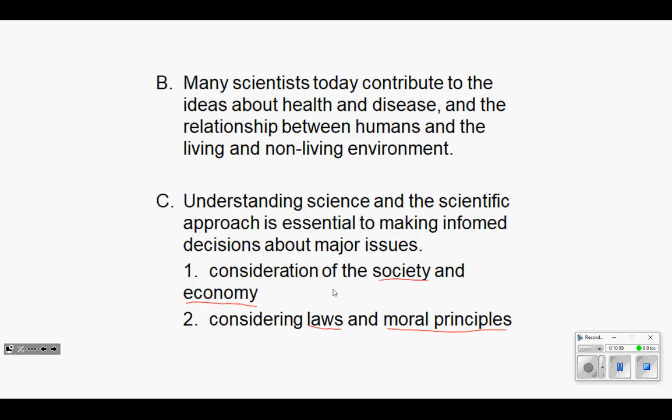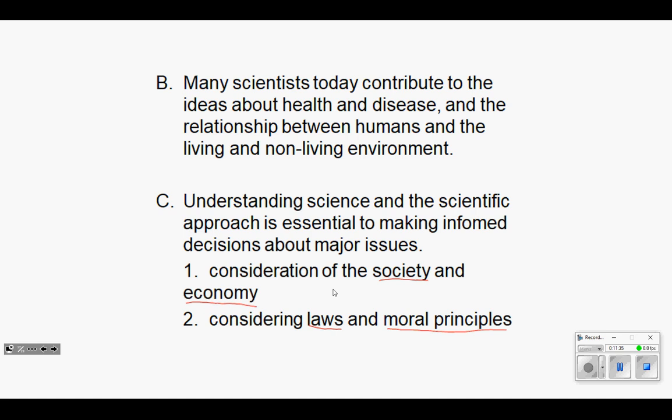Many scientists today contribute to the ideas we once had of health and disease and further our knowledge so we can treat these things better and realize the relationships between these things, relationships between the living and non-living parts of the environment. Understanding science and scientific approach is essential to making informed decisions about major issues. When you do it, you need to do science. You need to understand what the social norms are, what was moral and what is ethical and what is legal.